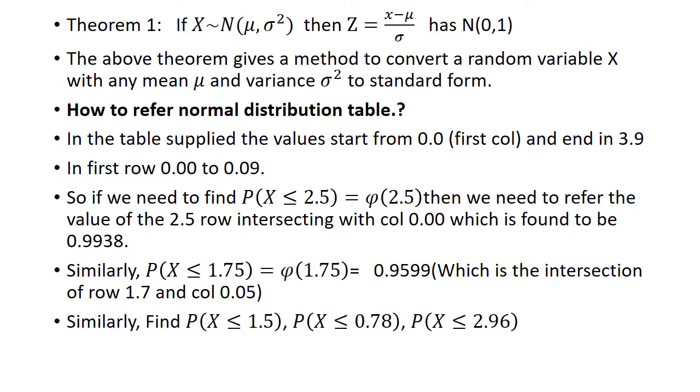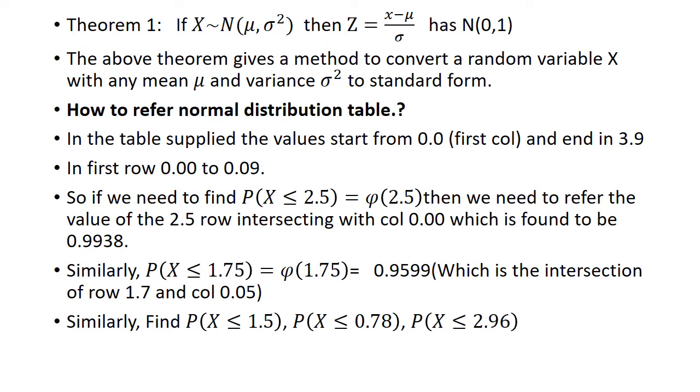Theorem 1. If x has N of mu, sigma squared, then z is equal to x minus mu by sigma has N of 0, 1. The above theorem gives a method to convert a random variable x with any mean mu and variance sigma squared to standard form. How to refer normal distribution table?